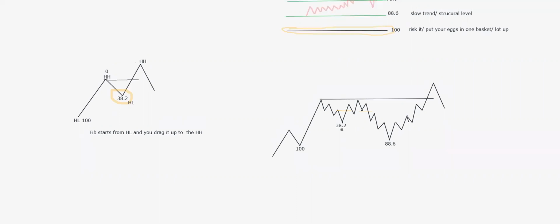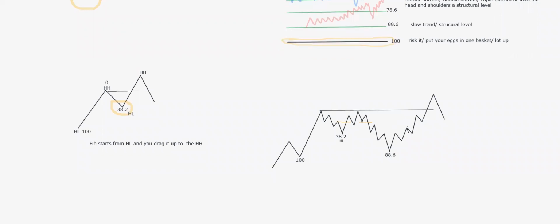See, most people get played by the market when learning fibs because they think this 38.2, when this 38.2 was the swing low, they would think 38.2 was a swing low that broke this high. But in reality it was 88.6, because it was the swing low. It was lower than 38.2. It was a swing low that broke this high.